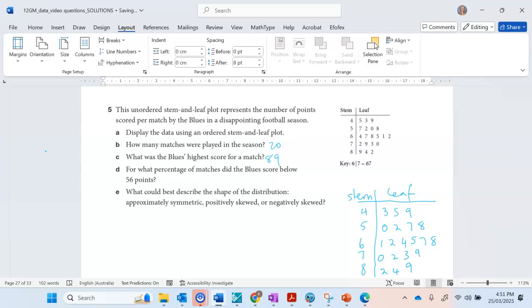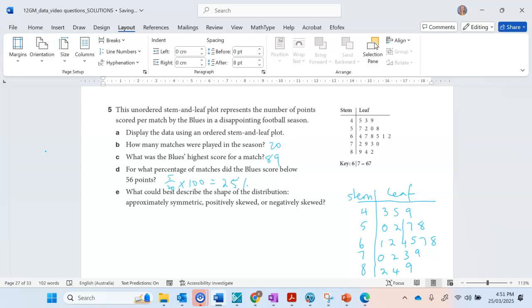For what percentage of matches did the Blues score below 56? All right, so here's 50. So it's going to be a cut there. 1, 2, 3, 4, 5. So 5 out of the 20 games, multiply it by 100, and that's 1/4, so 25%. They scored below 56 points.